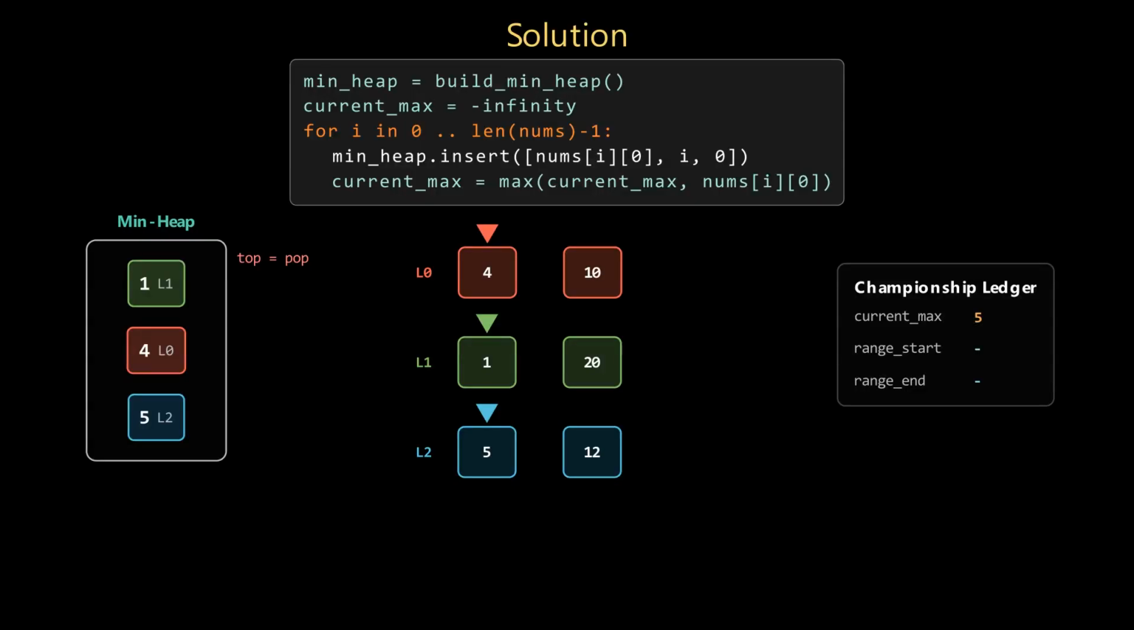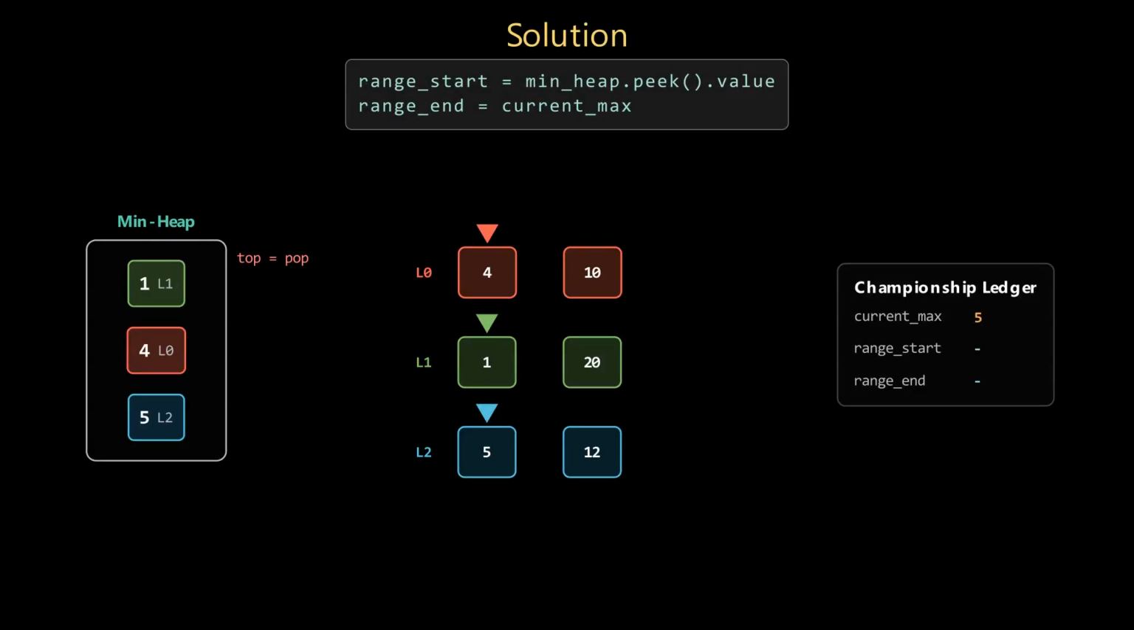Before we enter our main processing cycle, we take a snapshot of our initial configuration. We peek at the top of our priority scale to find our absolute minimum, which is 1, and pair it with our global maximum ceiling of 5. This gives us our baseline champion range to beat.